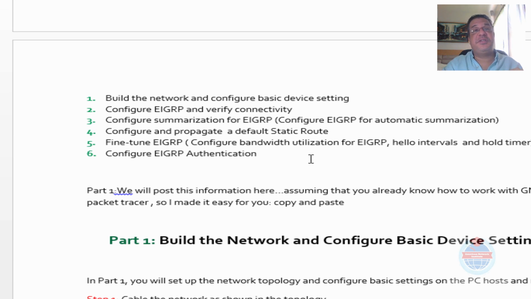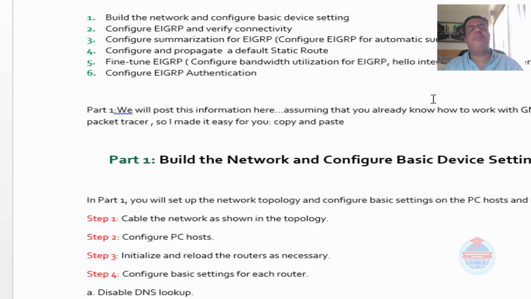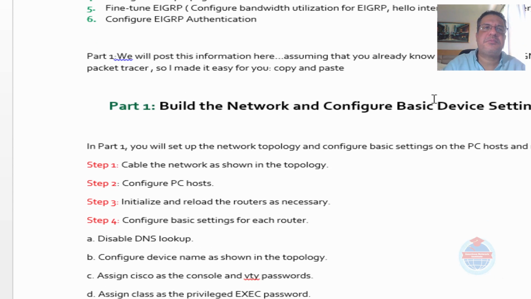Configure and propagate the default static route. Probably something that they're going to ask about on your personal lab, in your personal work environment where you're going to be working. Fine-tuning EIGRP, where we are going to be talking about bandwidth utilization, the hello intervals and hold timer. What are they? How we're going to use them and why are they important? And the configuration of EIGRP authentication. Something very important, guys, because we want to make your network secure, so that nobody can get in and you won't have any issues in the future. You can have some peace of mind because you have authentication on each one of the routers.